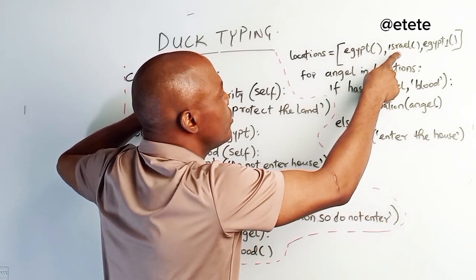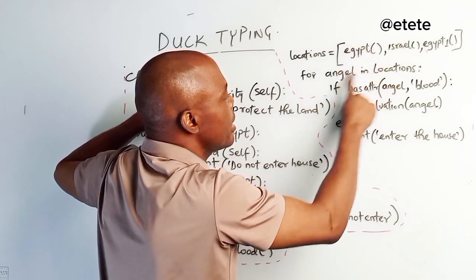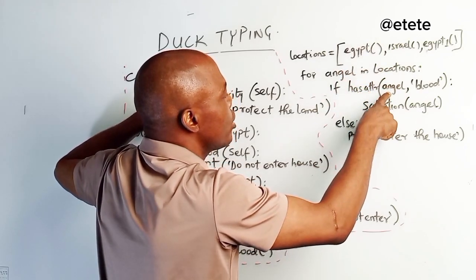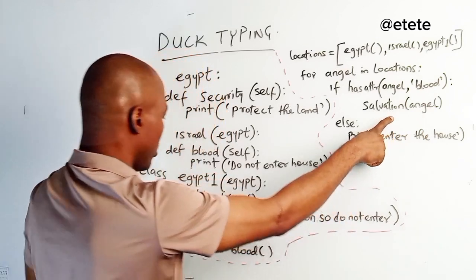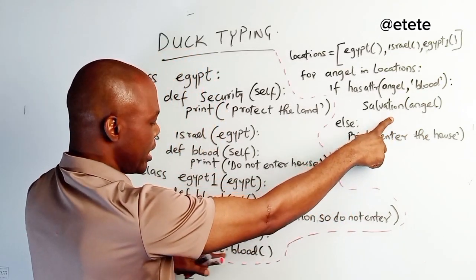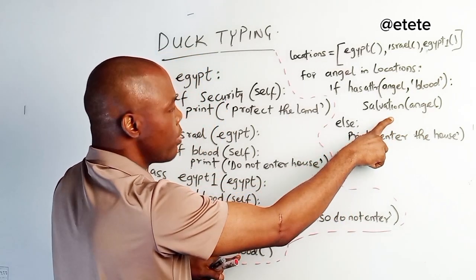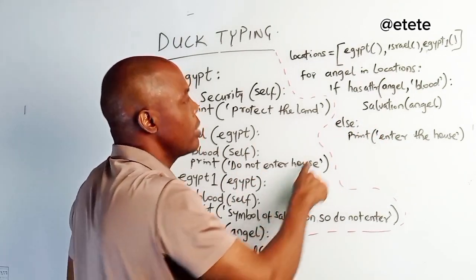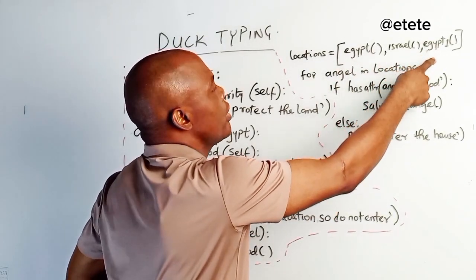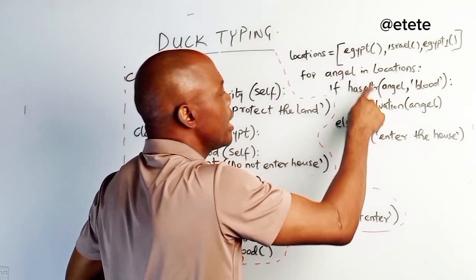Now, it will call Israel and give Israel to this place. Then it will come in and check. Does Israel have a blood method? Yes. It will come in and it will call this method. When it calls this method, angel.blood is calling that one. So when it calls it, it's going to say do not enter the house. Then it will repeat for Egypt 1. It will copy Egypt 1 into angel.